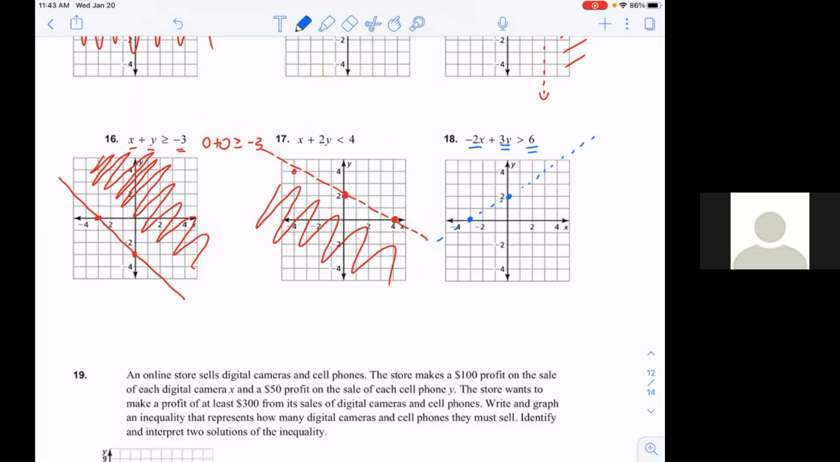And lastly, we're going to test 0, 0. 0 plus 0, is that greater than 6? 0 plus 0 is not greater than 6, so this is the false half plane. I must shade the true half plane.